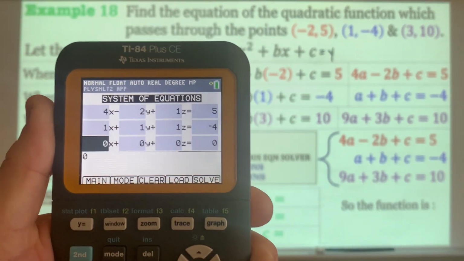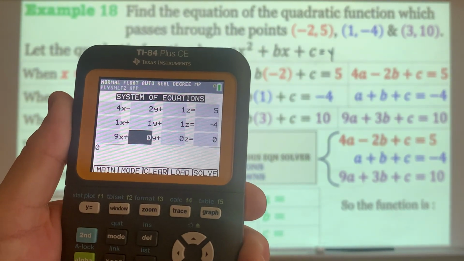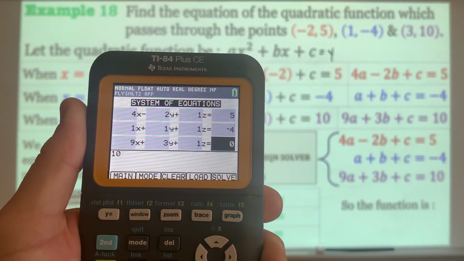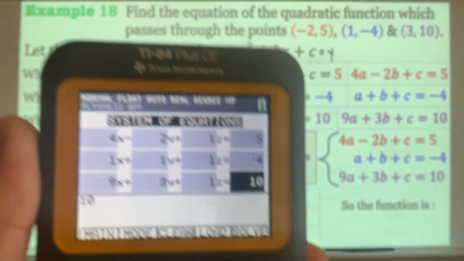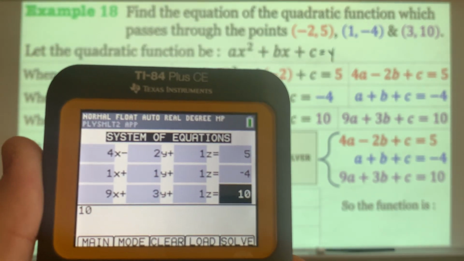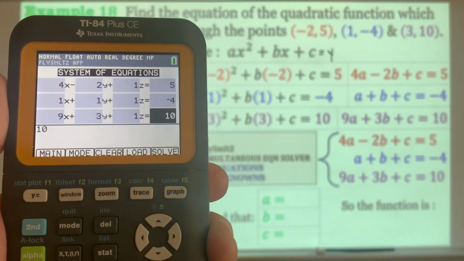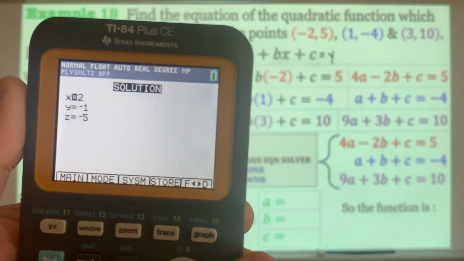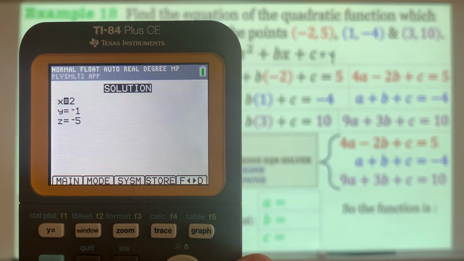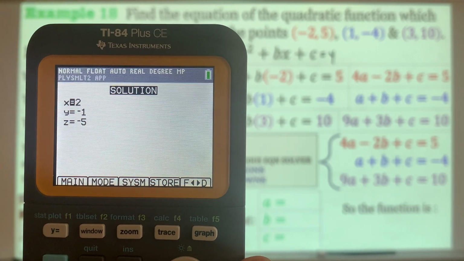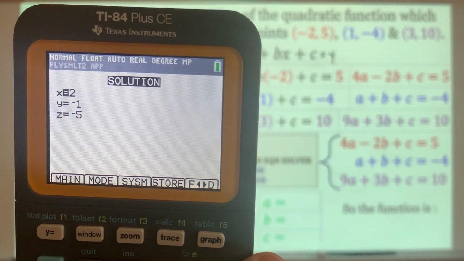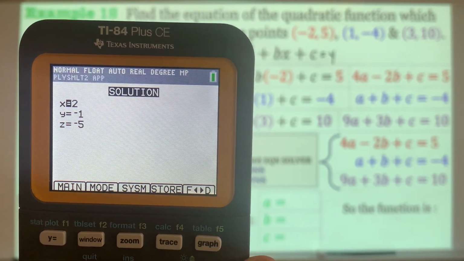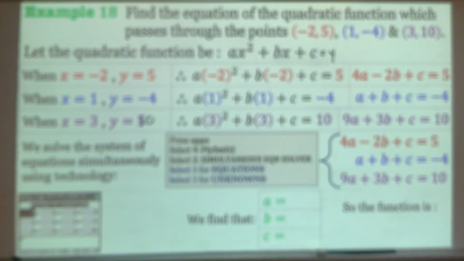9, 3, 1, and 10. All right, so I've got my equations. This is what your thing should look like. And the last step is very simple. You're going to hit the graph button so it says solve. And then it will shoot out your solution. It says x is 2, y is negative 1, and z is negative 5. That's your a, b, and c, your x, y, and z. So a is 2, b is negative 1, and c is negative 5.